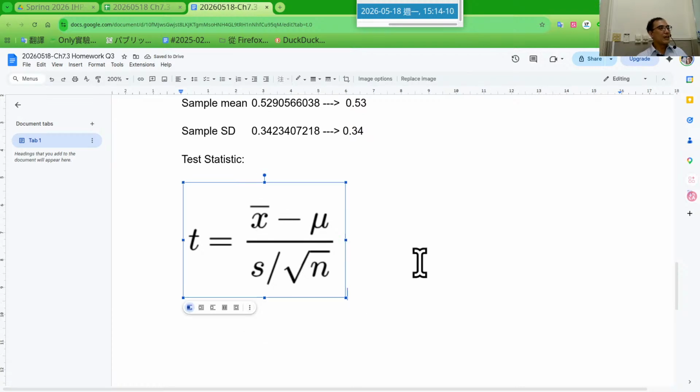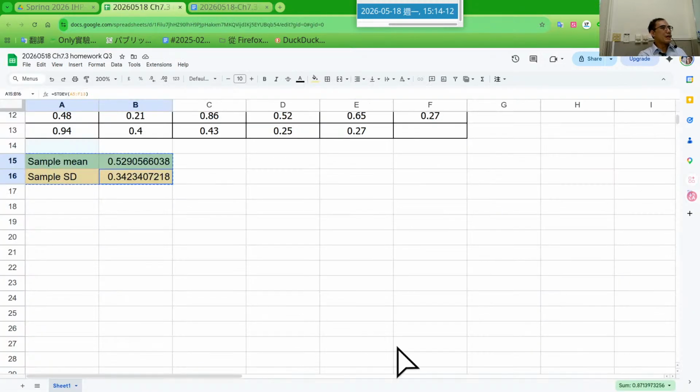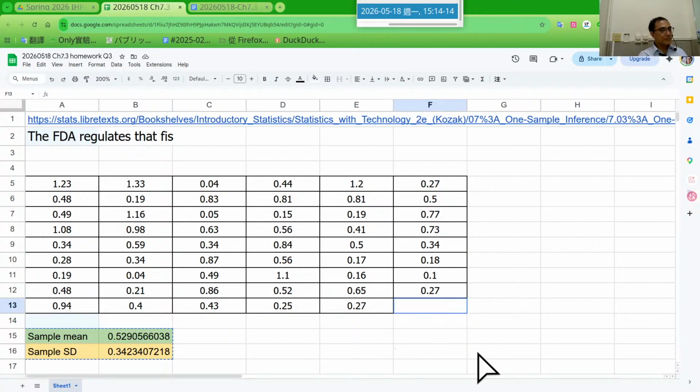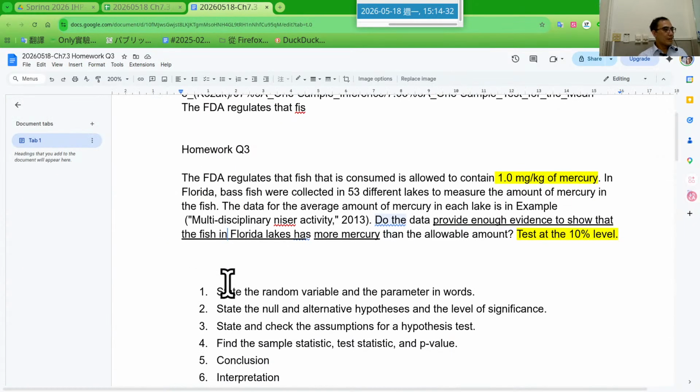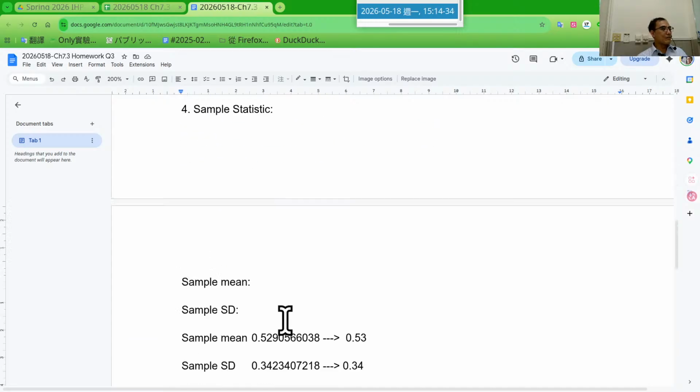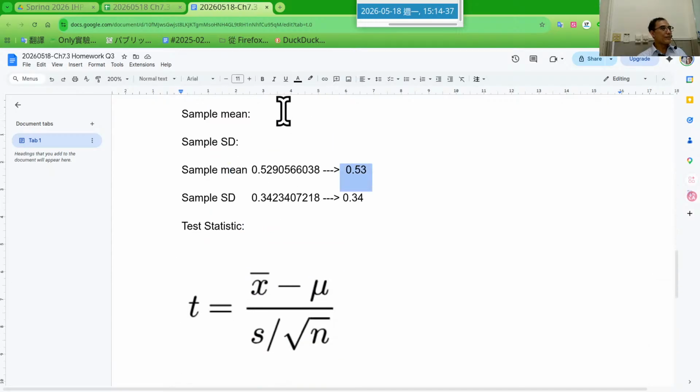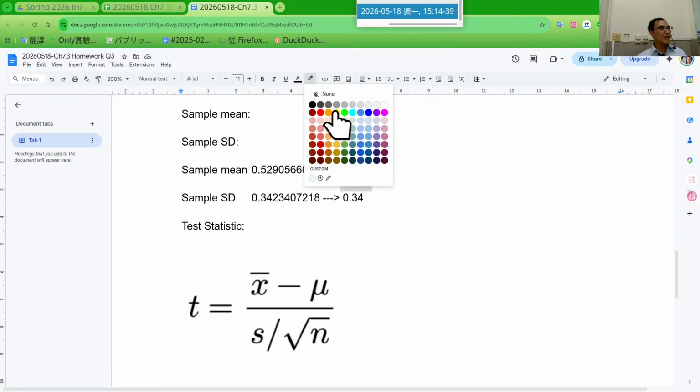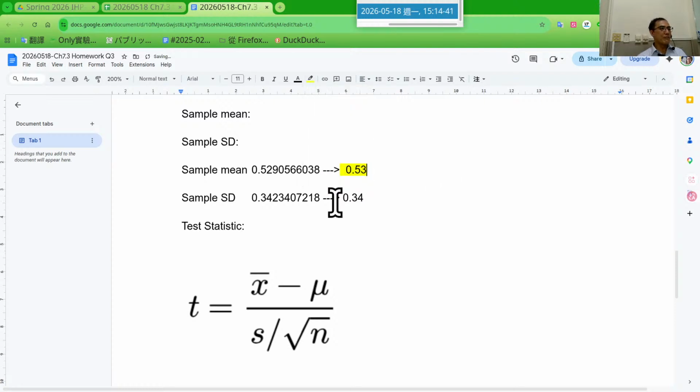Okay, let's check here. And my question: how many numbers are here? 1, 2, 3, 4, 5, 6. 1, 2, 3, 4, 5, 6, 7, 8, 9. 53 legs, right? 53 legs. Thus, we have some information. We have this. The sample mean is 0.53.